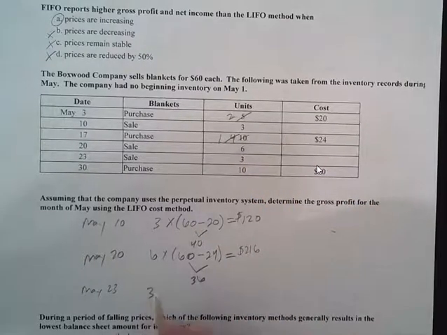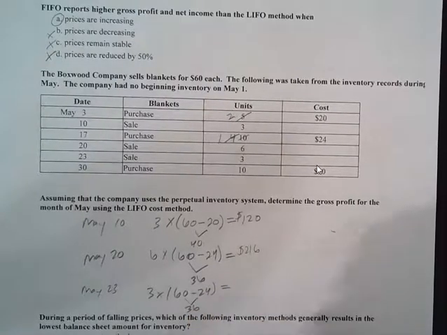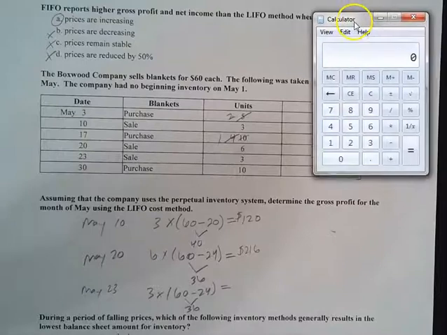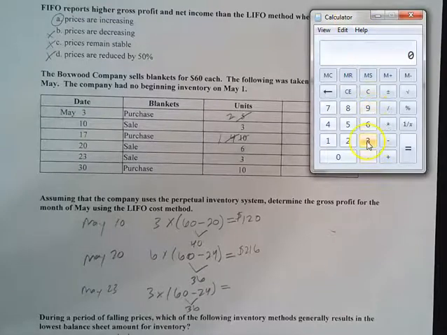So 3 times 60 minus 24 again. And we know this is 36, or we should know it. So let's see here. 3 times 36. Let's start over. 3 times 36 equals 108. So these 3 units, we made $36 a piece, and 3 times 36 is 108.